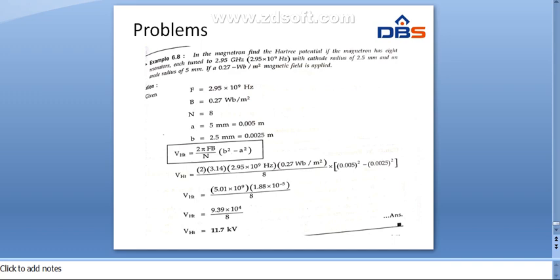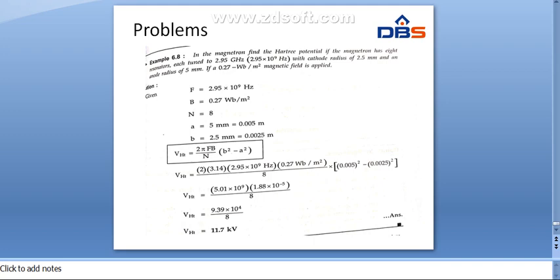So in this problem, in the magnetron, find the Hartree potential if the magnetron has 8 resonators, each tuned to 2.95 GHz with a cathode radius of 2.5 mm and an anode radius of 5 mm. Here the magnetic field is 0.27, the frequency is 2.95 into 10 power 9 Hz, the number of resonators is n equal to 8, and A equal to 5 mm and B equal to 2.5 mm.